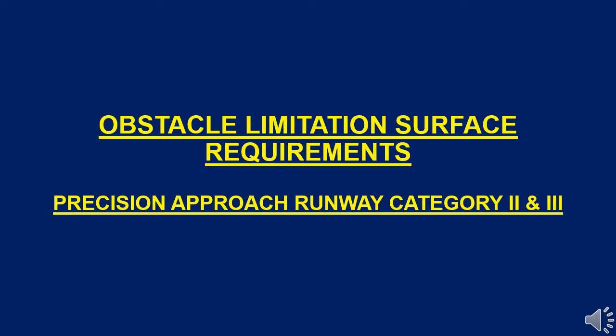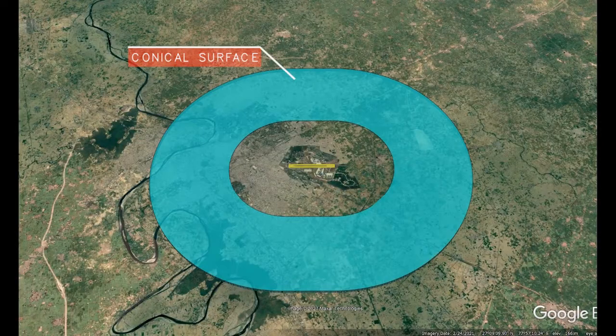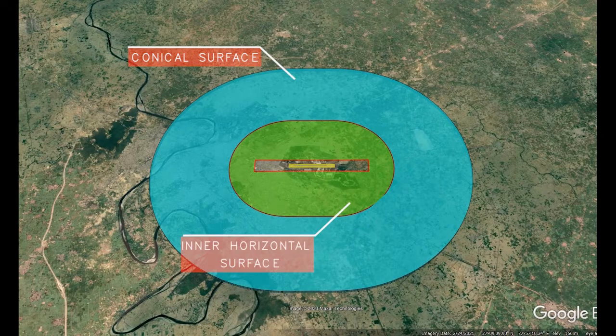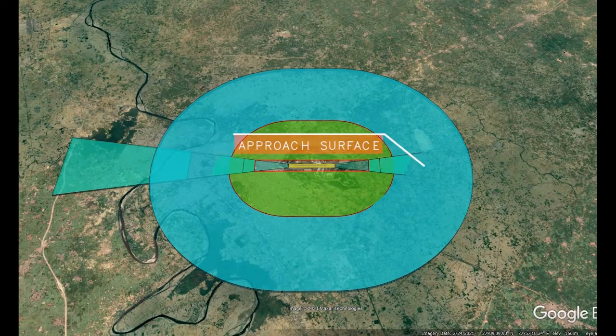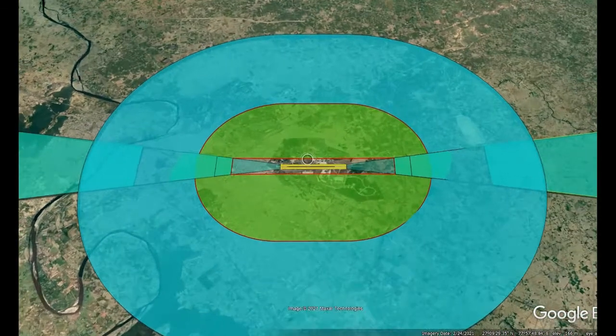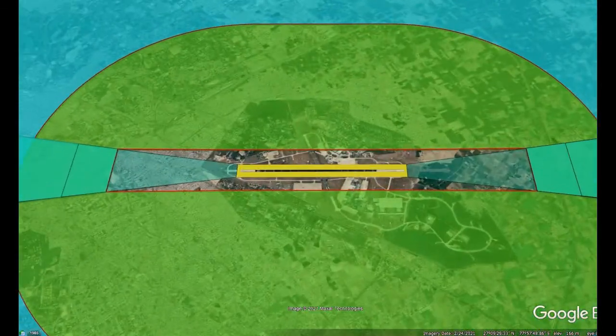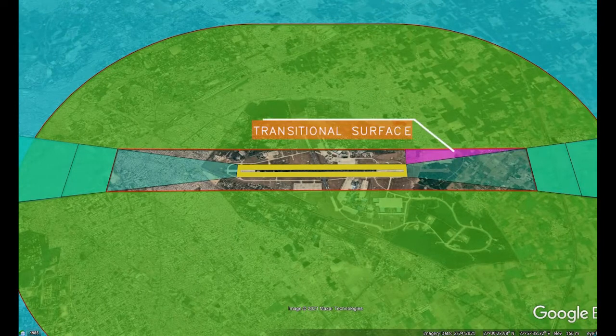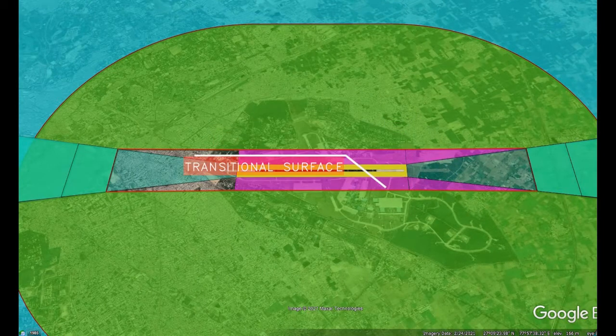Obstacle limitation surface requirements, precision approach runway category II and III: conical surface, inner horizontal surface, approach surface in sequence, first section, second section and horizontal section, and similarly for the other runway. Violet area marked is transitional surface.